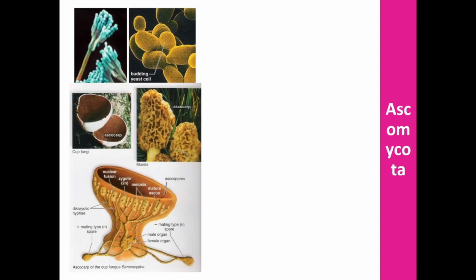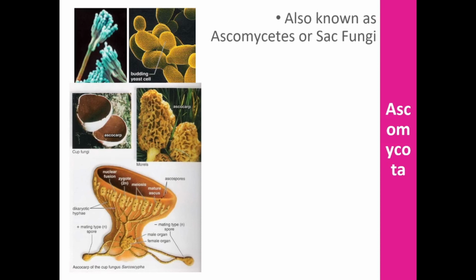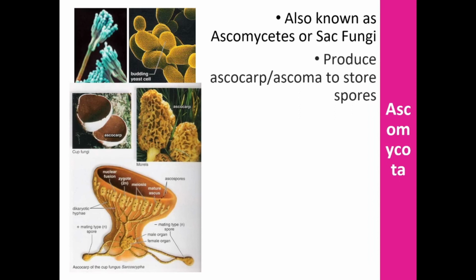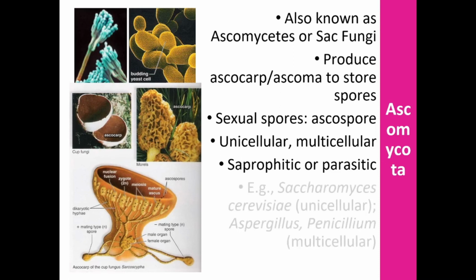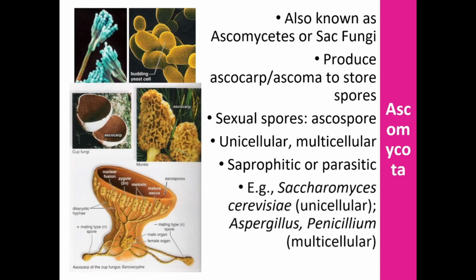Next is Ascomycota. Ascomycota, also known as Ascomycetes or sac fungi. It produces ascocarp or ascoma to store spores. They can reproduce sexually by producing ascospores. They are unicellular and multicellular organisms. They are saprophytic or parasitic organisms. Examples of Ascomycota are Saccharomyces cerevisiae, which is a unicellular organism, and Aspergillus and Penicillium, which are multicellular organisms.